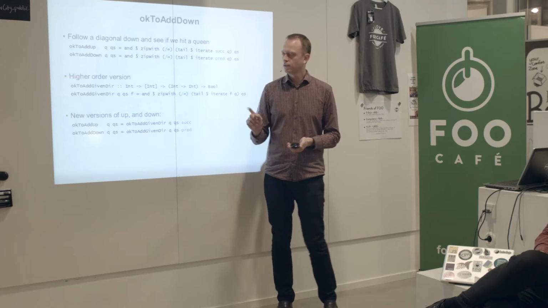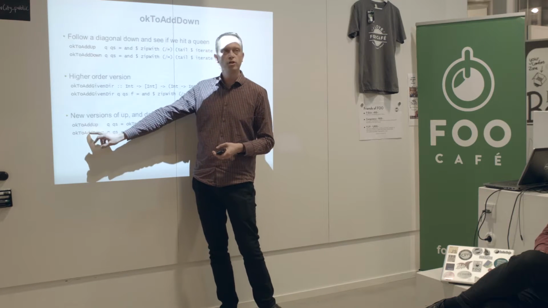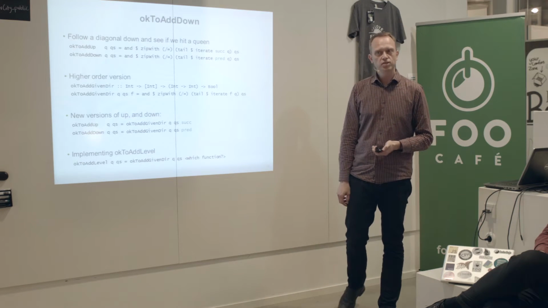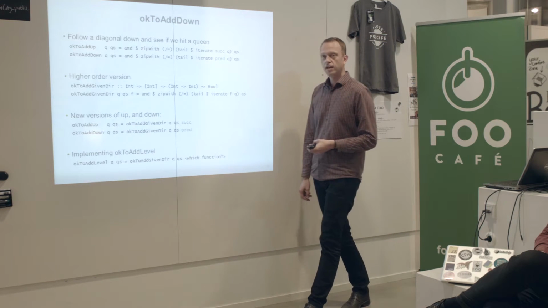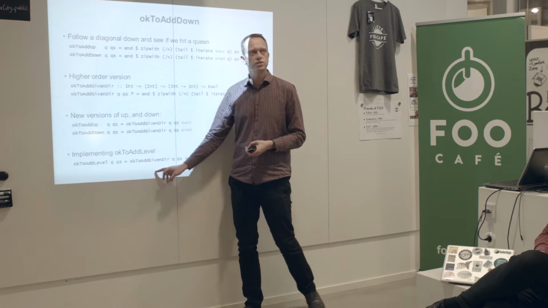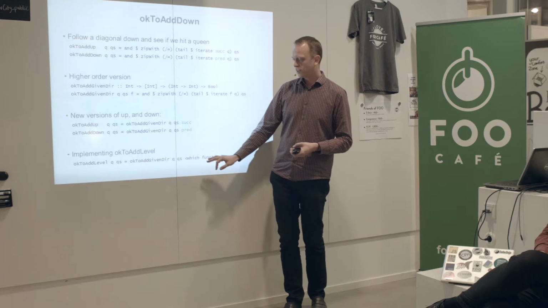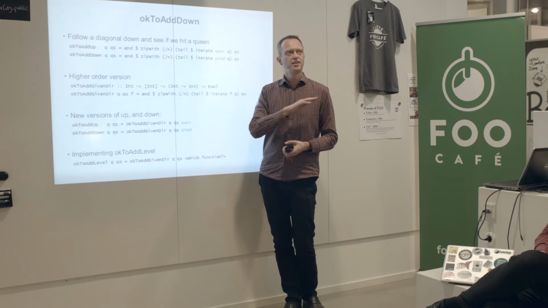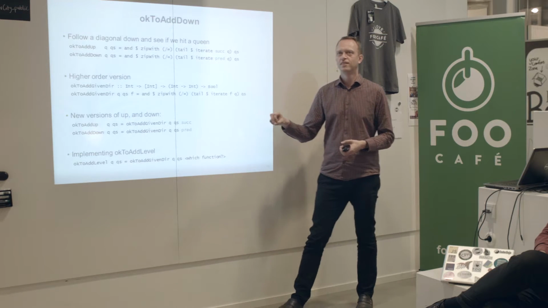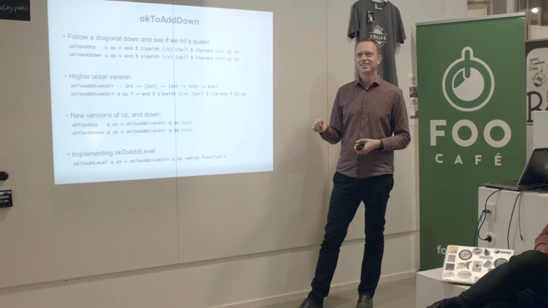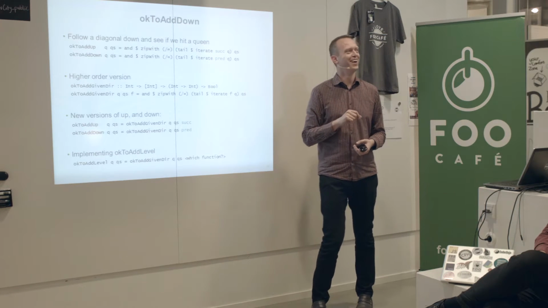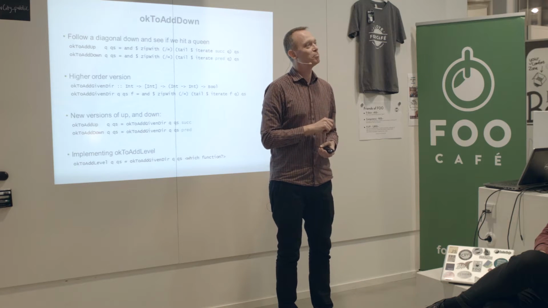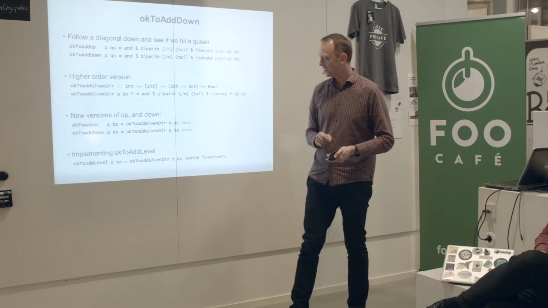And now we have one function more to write for these OK to add in a certain direction. That is the OK to add level. And this can also be written using this function. What is the function we want to apply to the row position when you want to check on the same row? Can anyone see that? You're not allowed to answer. What? Plus 0, exactly. We want the identity function.